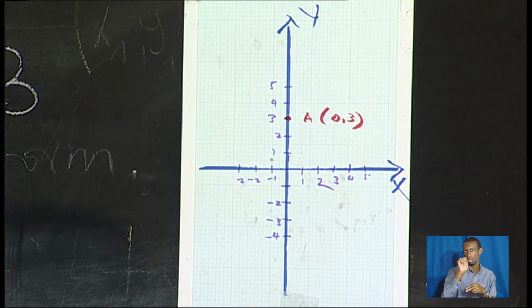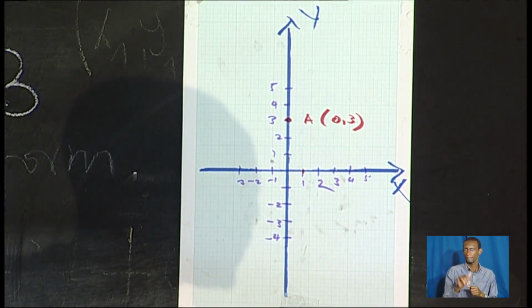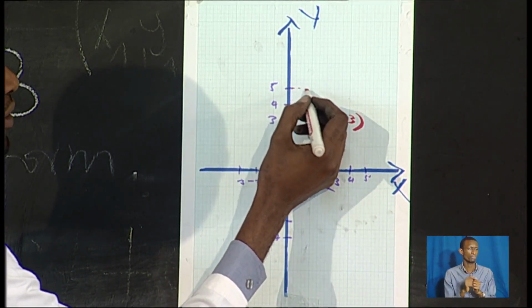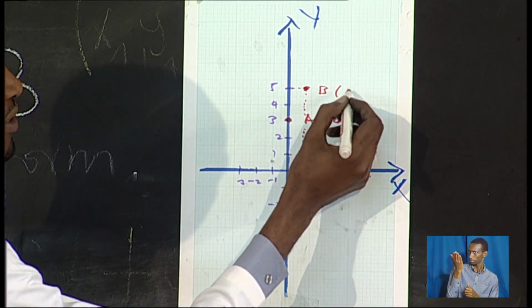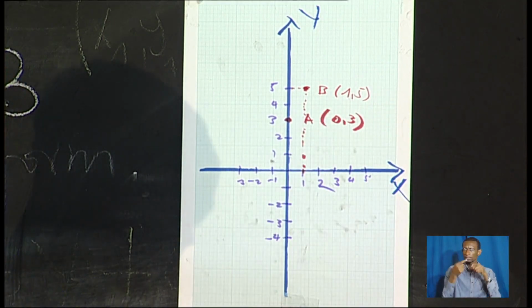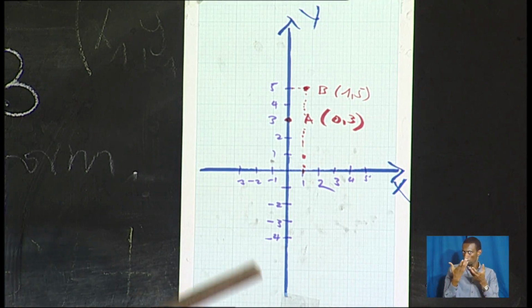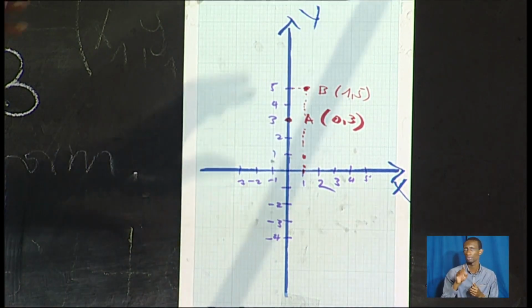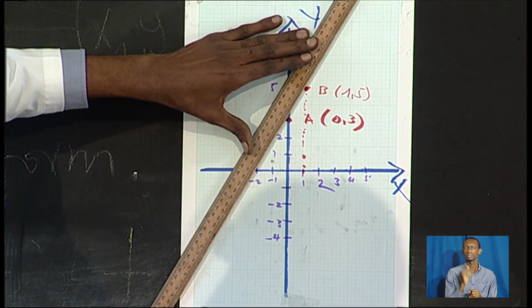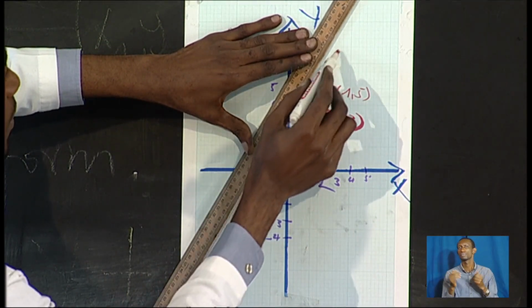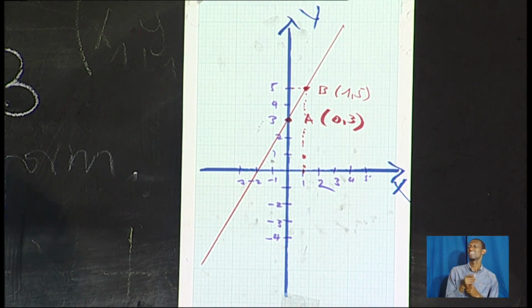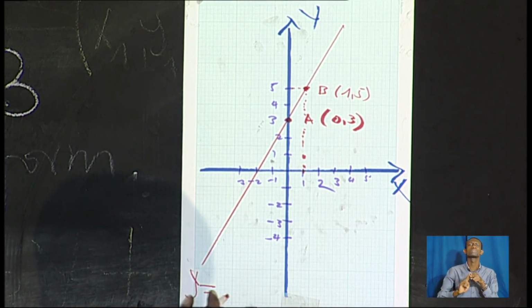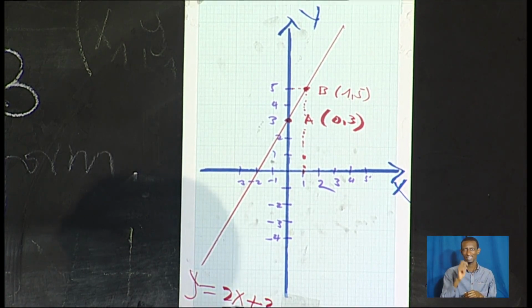And we have also another point. X is equal to 1, it's here, and the y is 5 over here. You see? This is point B, which has 1 and 5 as the coordinates. We now have 2 points, point A and point B. When you link these 2 points, we find that line. You see? This is the line called y equals 2x plus 3.